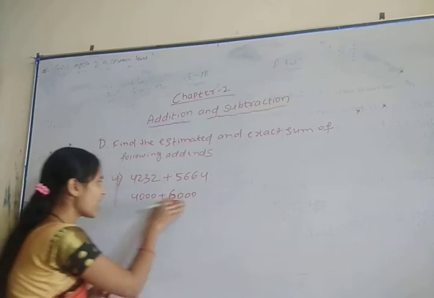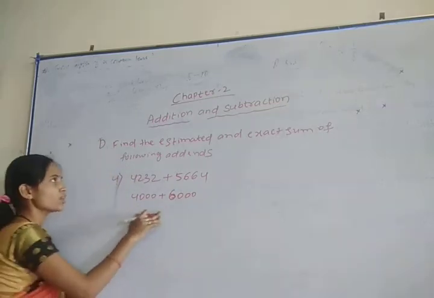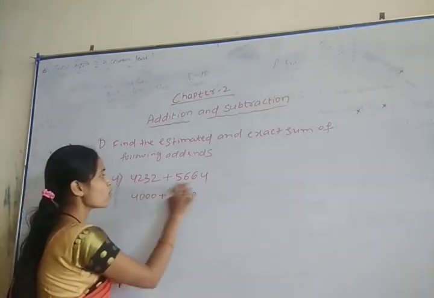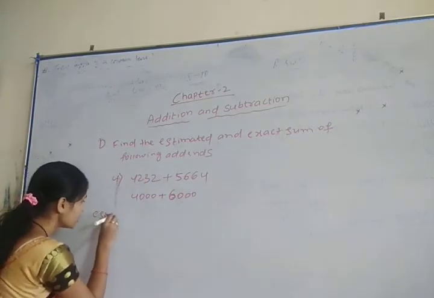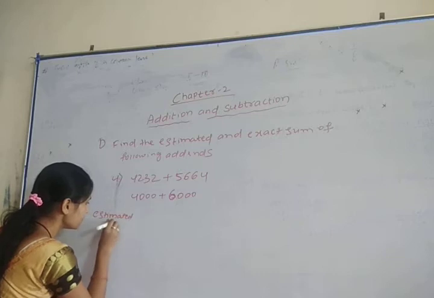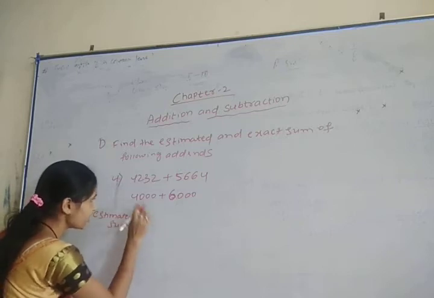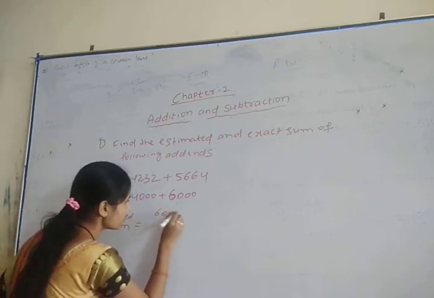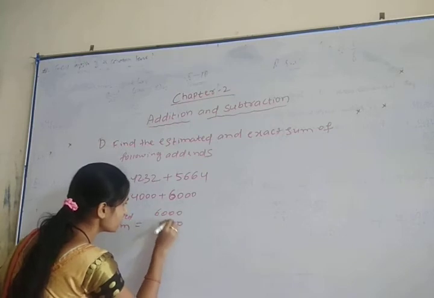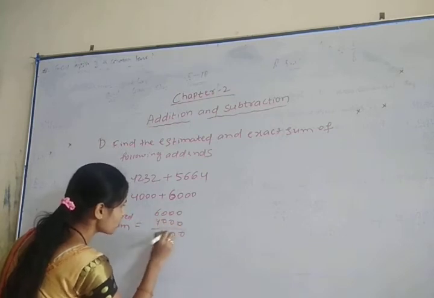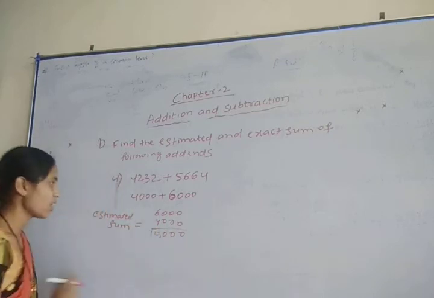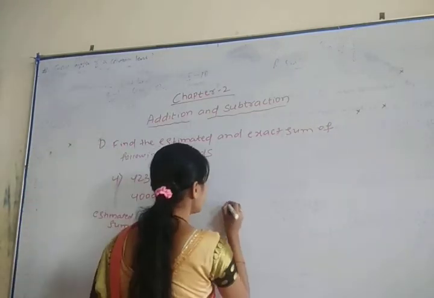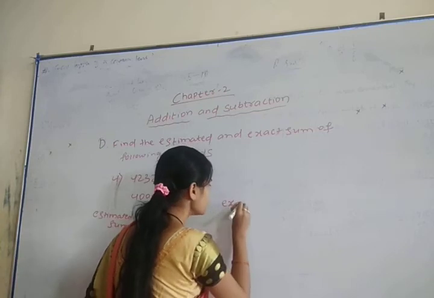Now add these two numbers to get the estimated sum of the above two numbers. Okay, I will write here estimated sum and add these two numbers. We will add the given two numbers 0, 0, 0. 6 plus 4 is how much? It is 10. Now come to this side to find the exact sum.